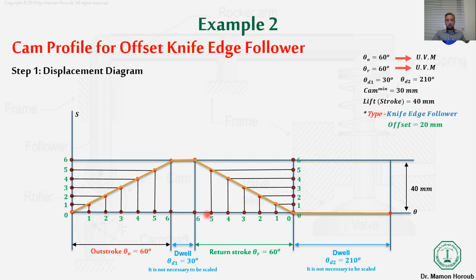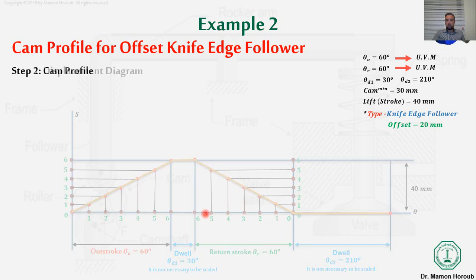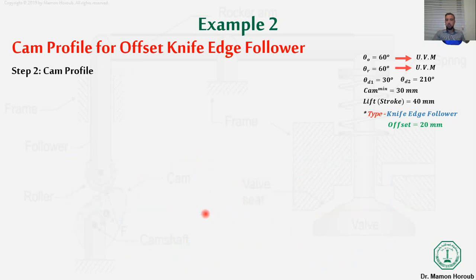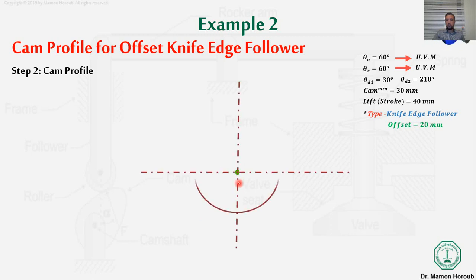We have finished the first step, so we need to move to the second step, which is the cam profile. First of all, we need to put our center, and we will draw the minimum cam circle, which is the base circle with 30 millimeter radius.